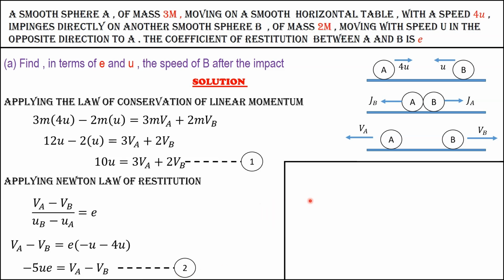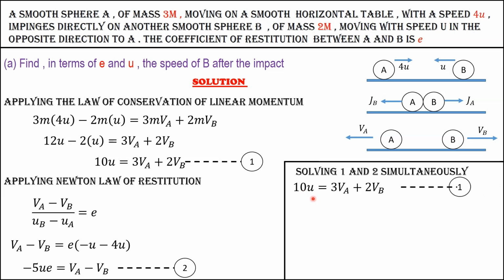So having these two equations, we can solve them simultaneously to get the required speed of B after the impact. So having equation 1 and equation 2, we can simply do equation 1 minus 3 times equation 2. Why? Because doing this, VA is going to cancel. I'm simply going to be left with VB.